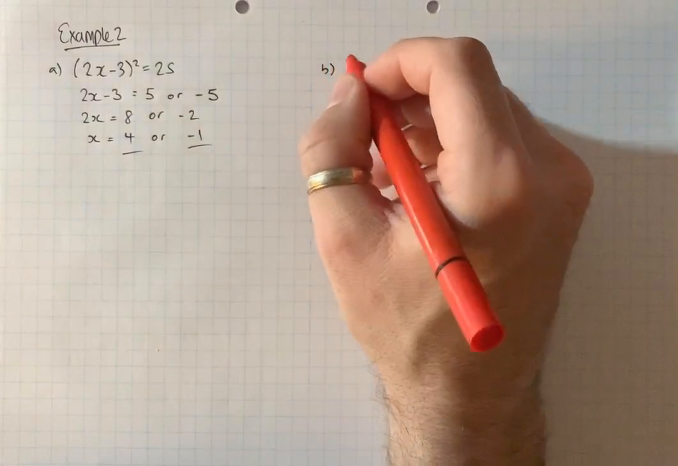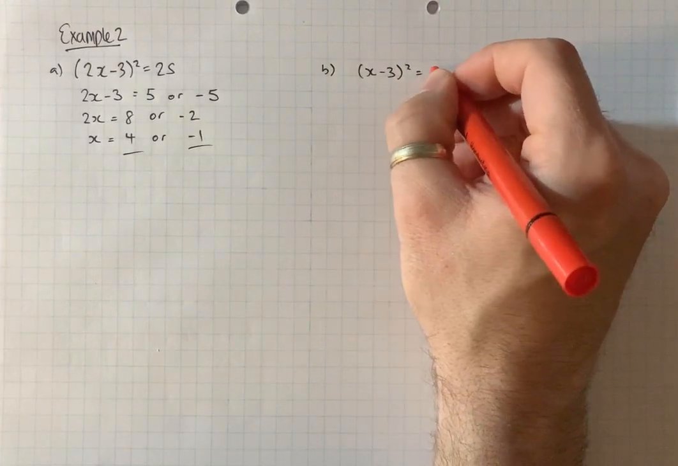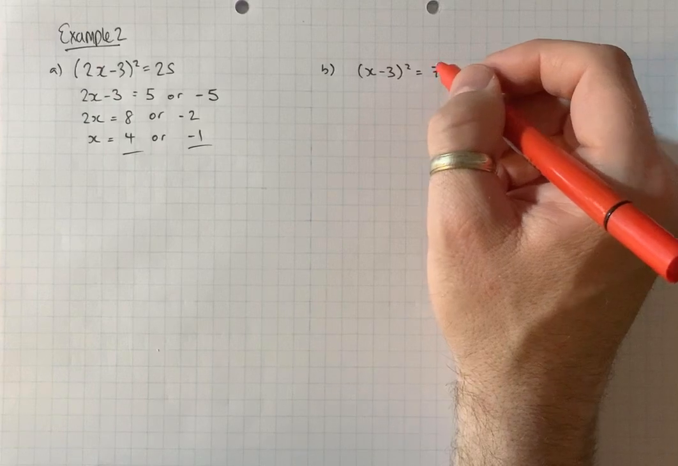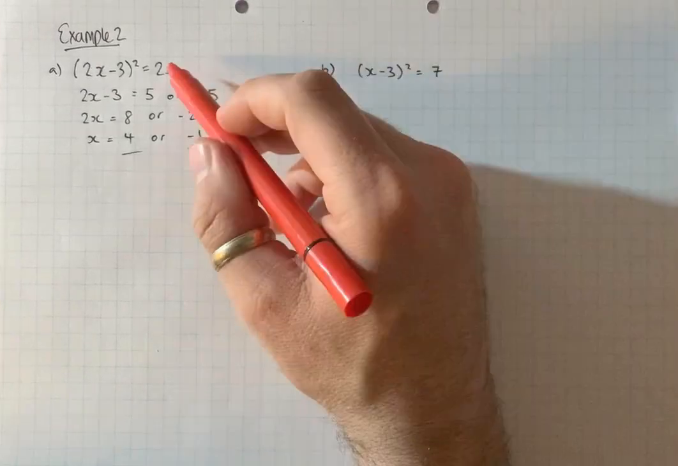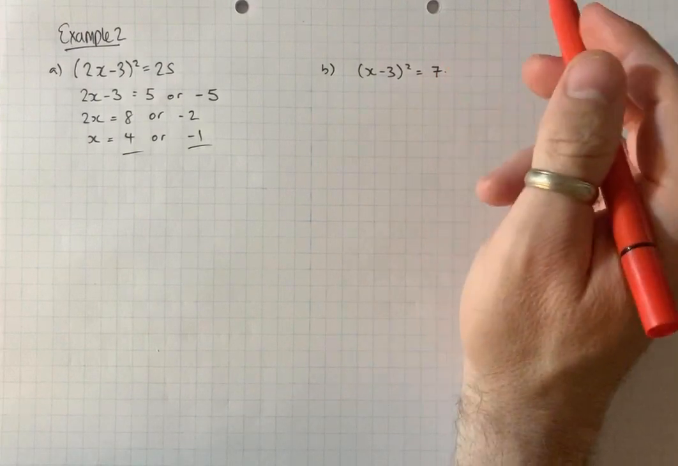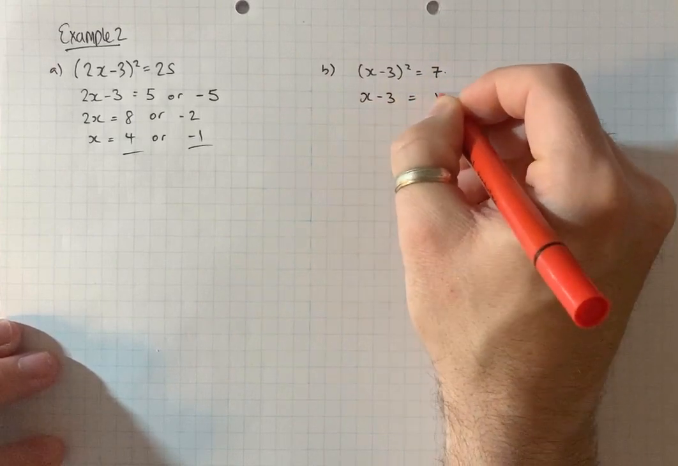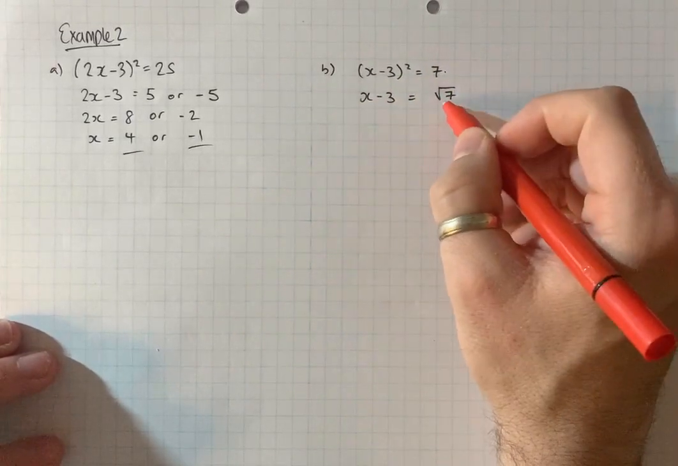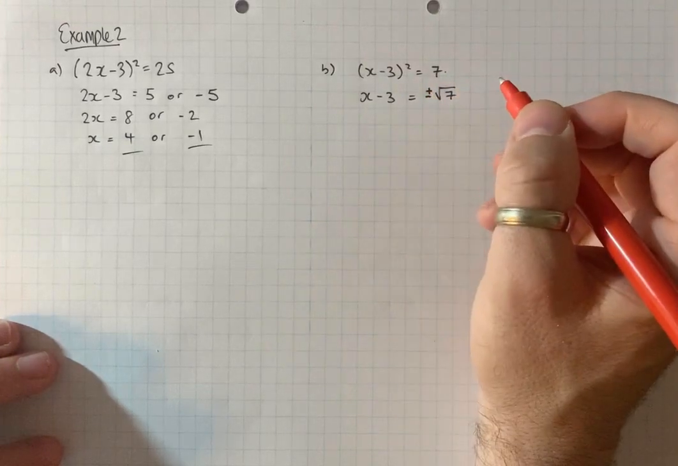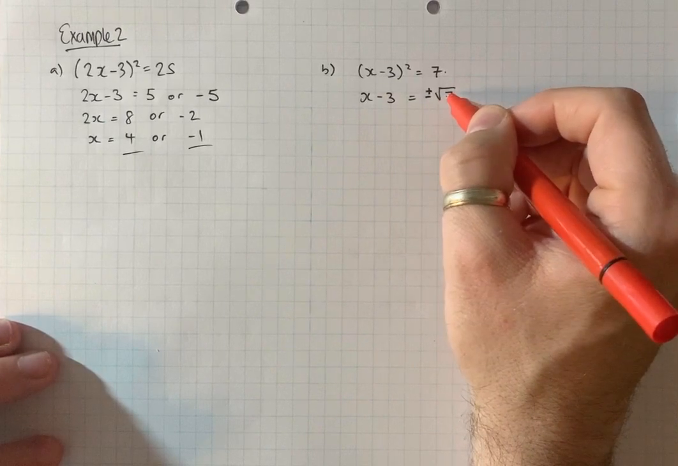D, x take away 3 squared equals 7. So again, we're going to take the square over to the other side again as a square root. But whereas 25 is a square number, 7 isn't. So our solution is going to contain a surd. So if we take the square root over, rather than writing root 7 or minus root 7, we can save time by just putting a plus minus symbol. So that is two solutions. It's plus root 7 or minus root 7.